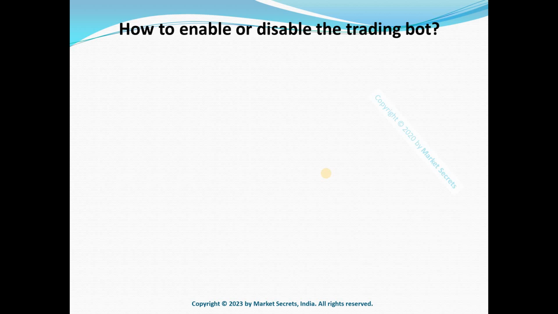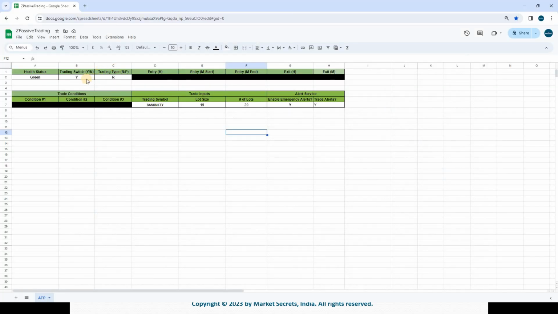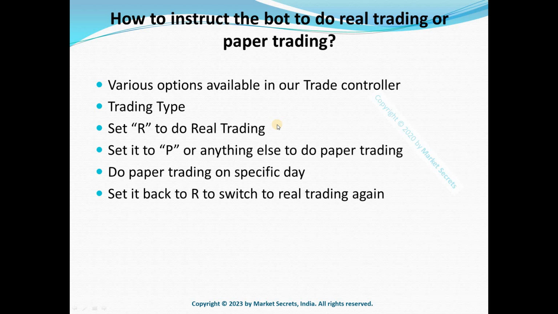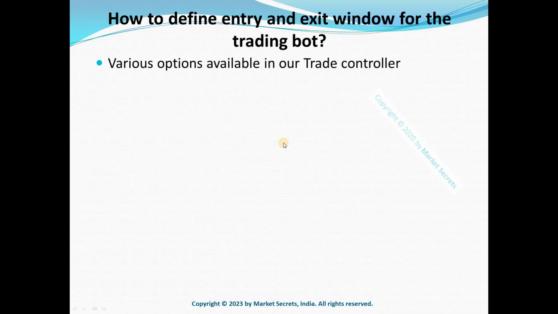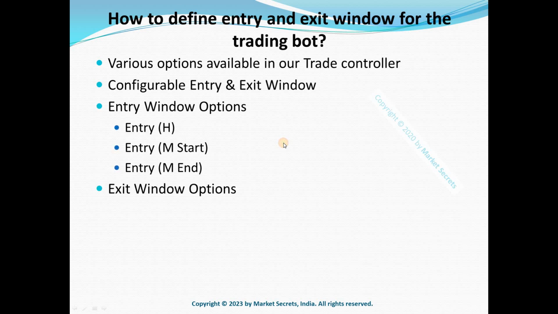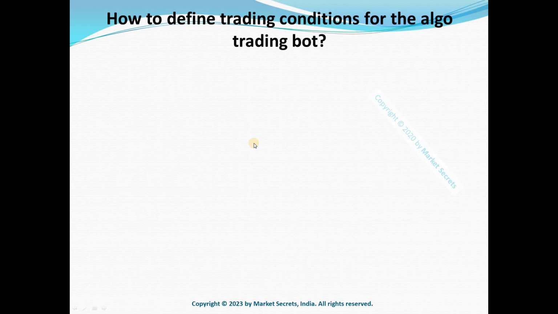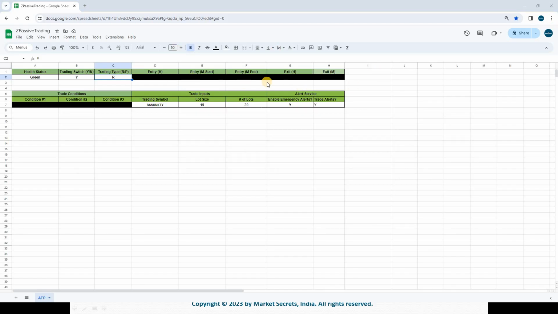So now how to enable our trading bot? It's very simple. If you give Y here, it will be turned on. If you give N here, it will be turned off. Likewise, you can set R for real trading and P for paper trading. And likewise, as I mentioned, you can even give the entry window and the exit window. Those options can be configured as well using this particular section.